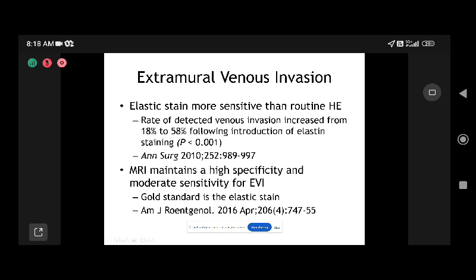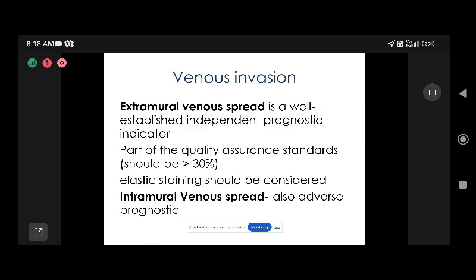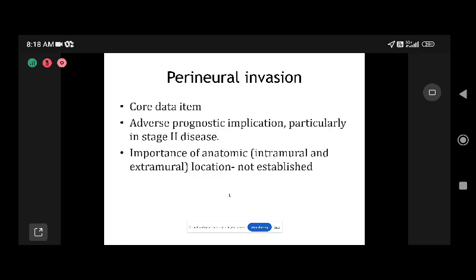So that is important. It's a well-established independent prognostic indicator, and the pathology report should mention whether EMVI is present or not, and it's part of the quality assurance standards. And any venous spread, even if it is intramural, is also associated with adverse prognosis.